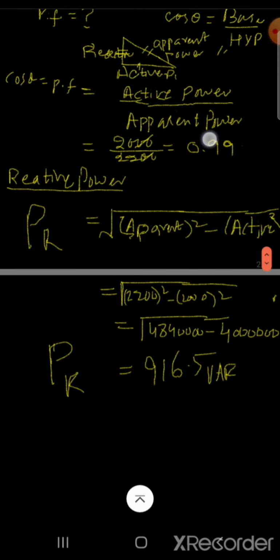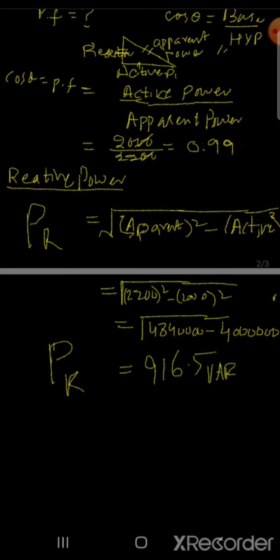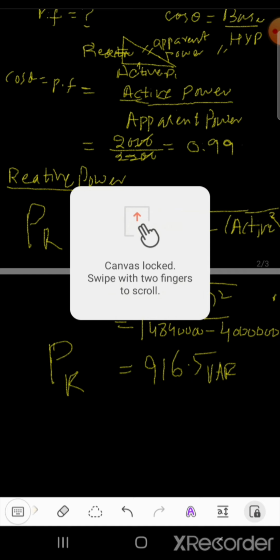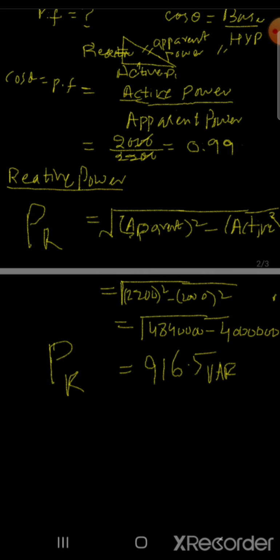Now for the reactive power we have a formula: hypotenuse square is equal to base square plus perpendicular square. If we put the values of apparent power and active power in this formula, then the reactive power is equal to the square root of apparent power square minus active power square. The apparent power is the voltage 220 multiplied by current 10, which is 2200, so we take the square, minus the active power measured with the help of the wattmeter, and we take its square. After calculation, the reactive power is 916.5.